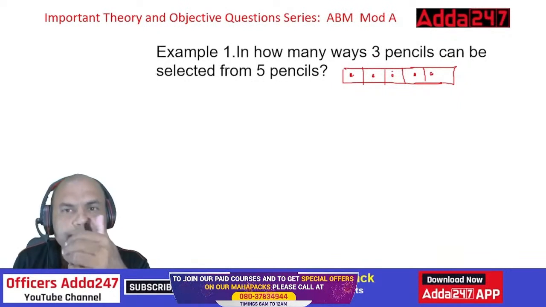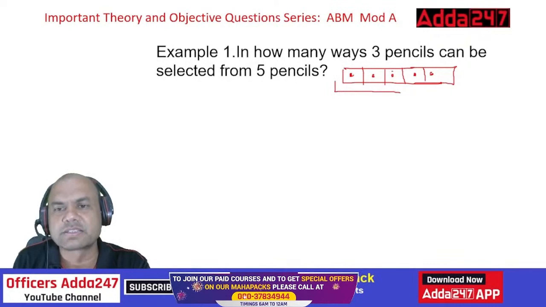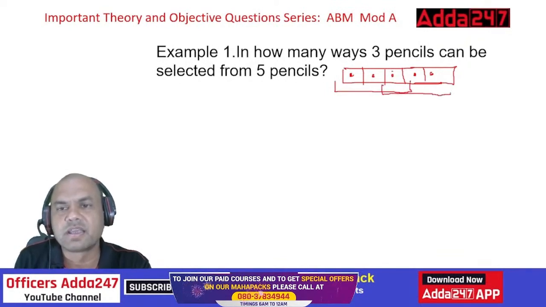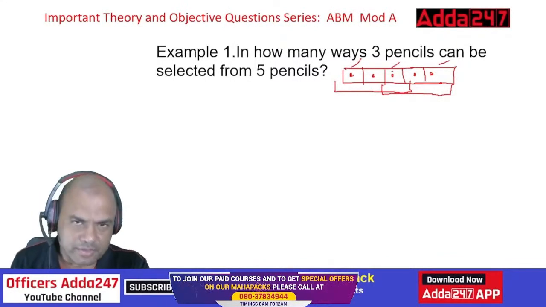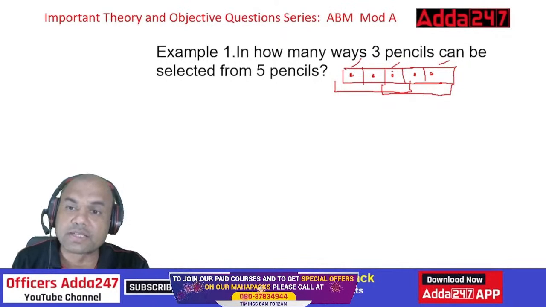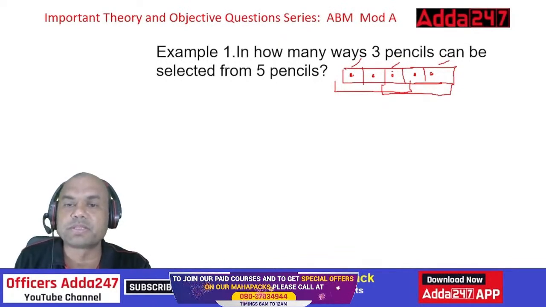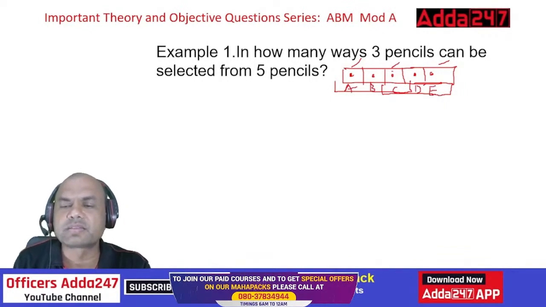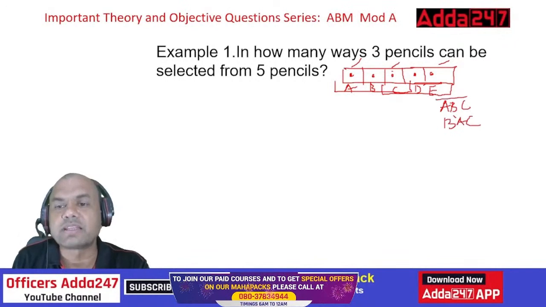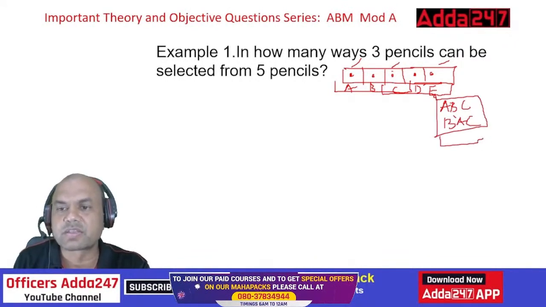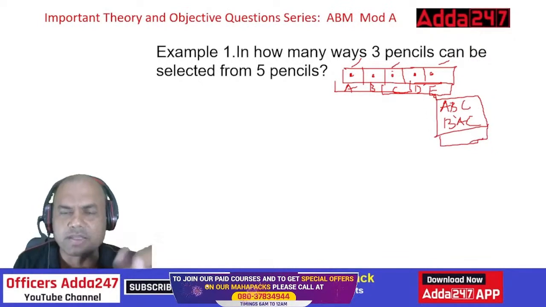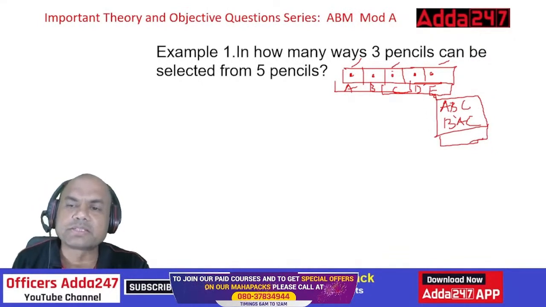Out of them 3 are to be selected. So I can select these 3, or these 3, or any 3, like 1, 2 and 3. Once I select these 3 pencils, suppose I name them A, B, C, D and E, I can put them in this way also: ABC as one combination, or BAC as another, or CAB. That is irrelevant. In fact, there can be many, isn't it? So this arrangement is irrelevant.